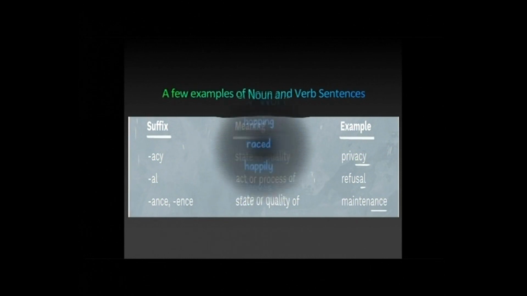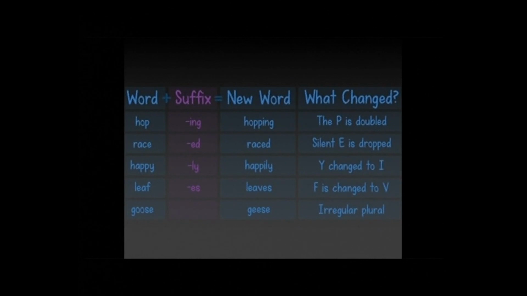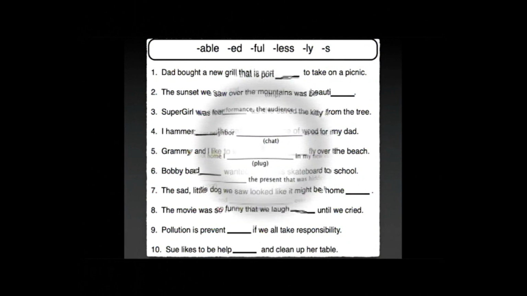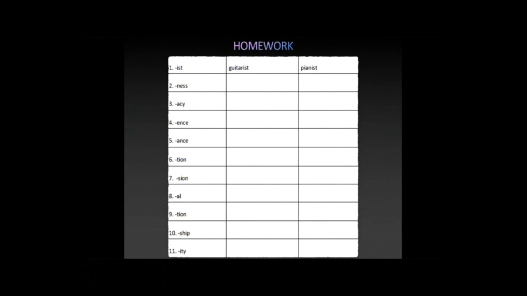Okay, so let's go. Here we added ing and hop became hopping, ed we added and race became raced. Then ly we added, and happy became happily. Keep in mind that when you change happy to happily, y changes to i. Then leaf becomes leaves, and goose becomes geese. This also we did. Yes, and now let's come to homework.